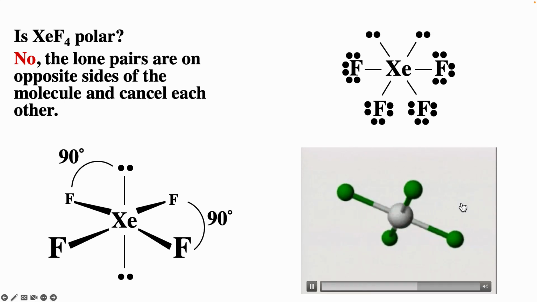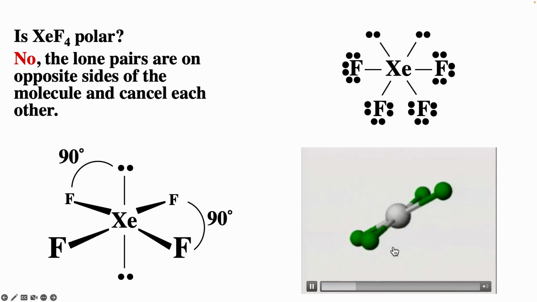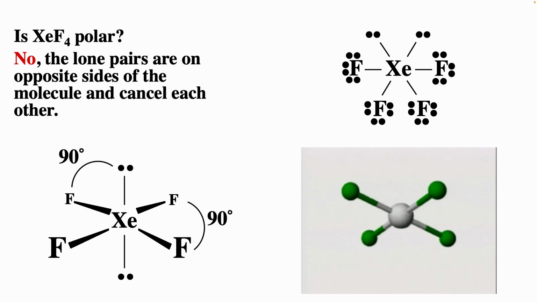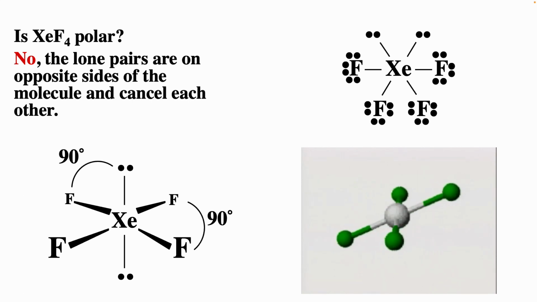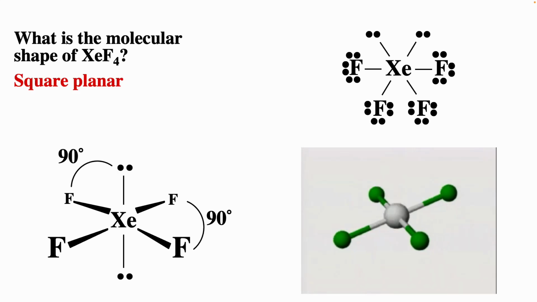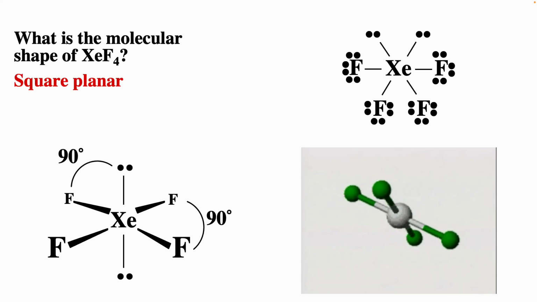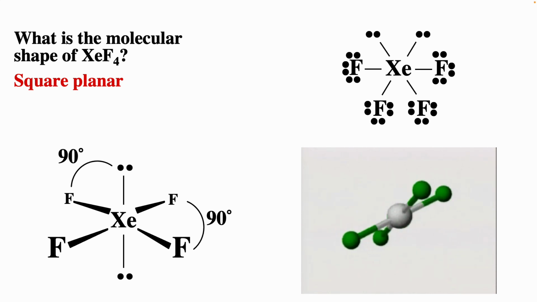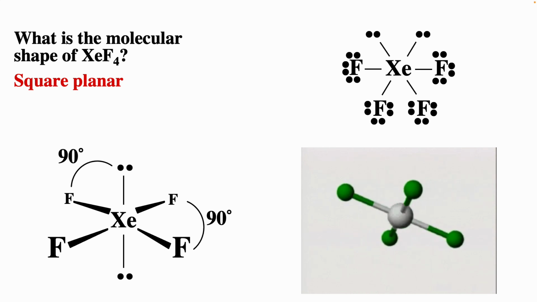Now you might expect that the fluorine is going to have a partial negative charge because it is the most electronegative, but this molecule does not have one end that's partial positive and the other end that's partial negative. And so this molecule is going to be nonpolar. Now, molecular shape for this would correspond to square planar. Remember, electron geometry was octahedral. Molecular shape for this one is square planar because the lone pairs go opposite of each other.